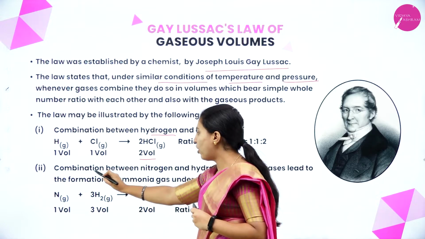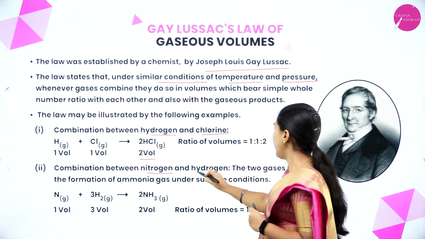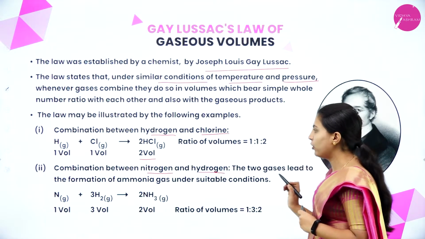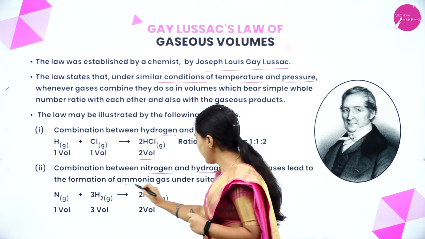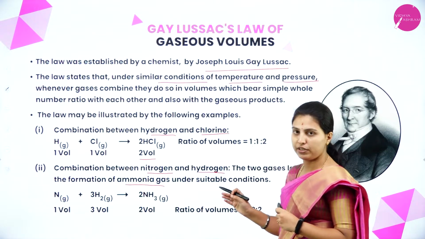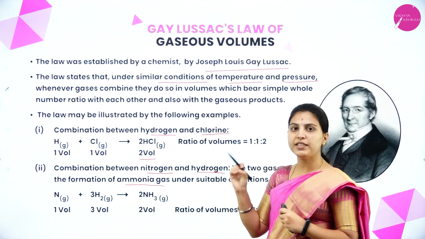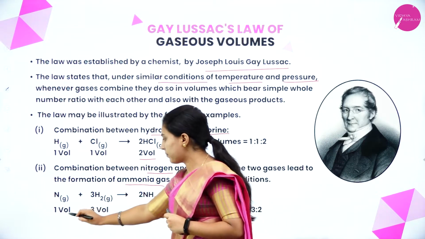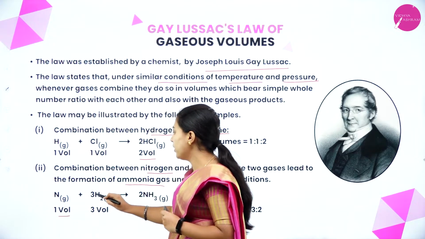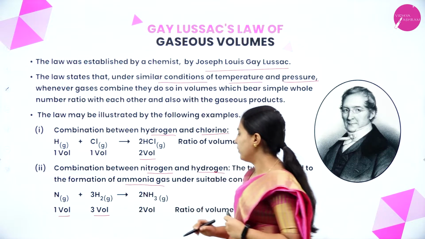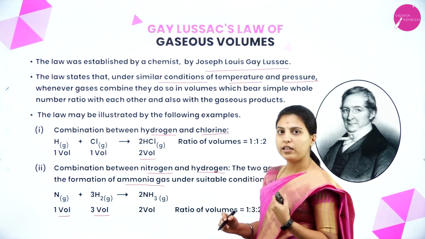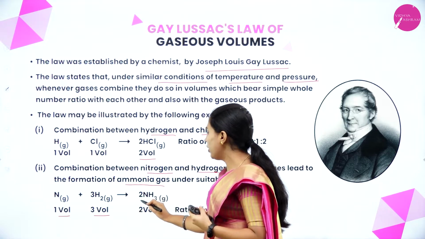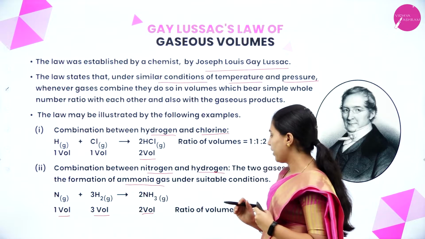Another example, combination between nitrogen and hydrogen. The two gases lead to the formation of ammonia gas under suitable conditions. Suitable conditions means temperature and pressure will be provided. Nitrogen is 1 volume, hydrogen is 3 volumes. Overall, combining everything, you will get 2 volumes of ammonia. What is the ratio?